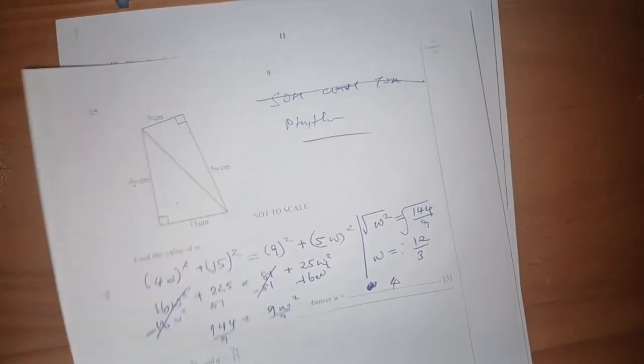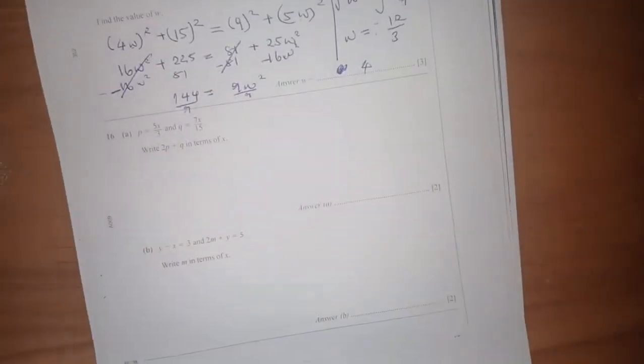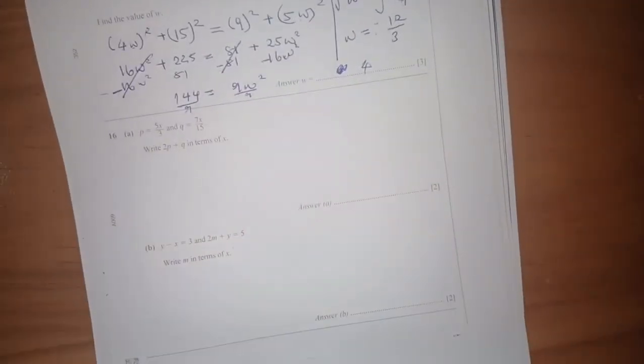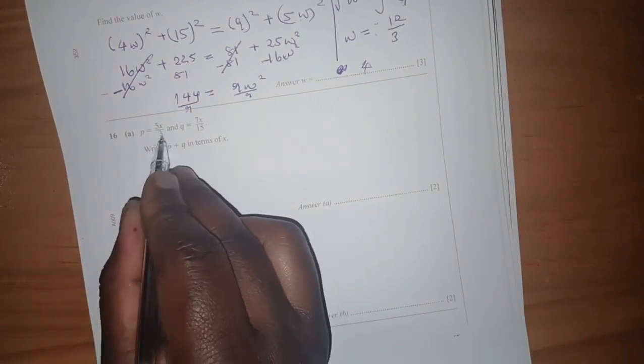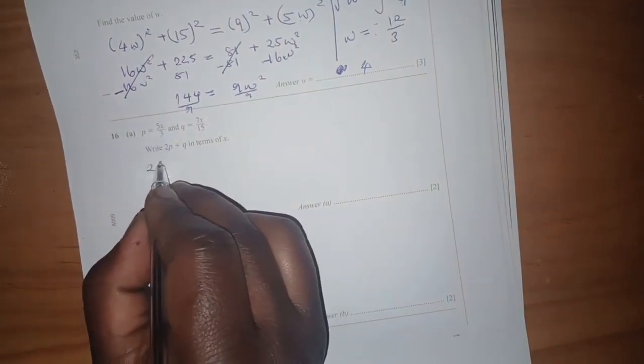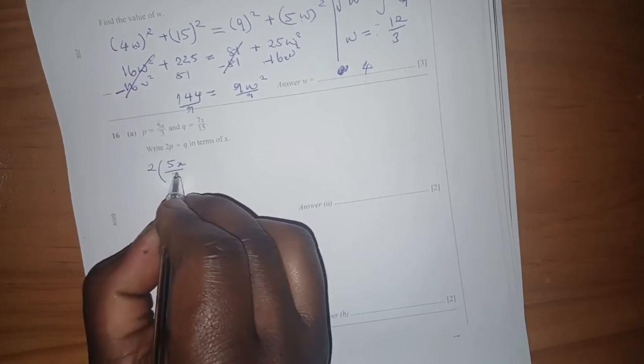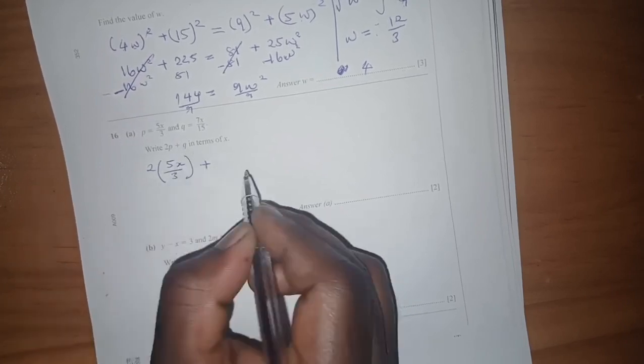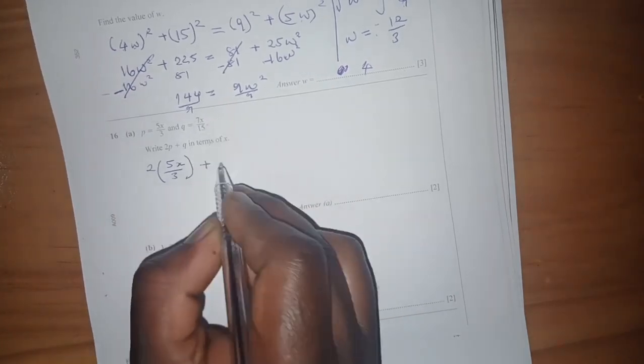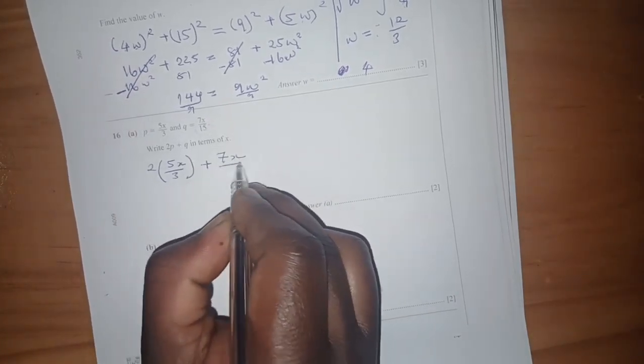We're almost done here. Now I'm closing. So 2p, now this is your p. So this is 5x over 3 plus q. What is q now? This is q, 7x over 15.